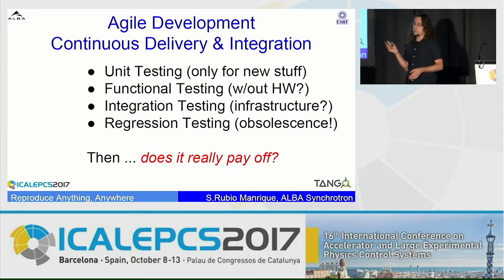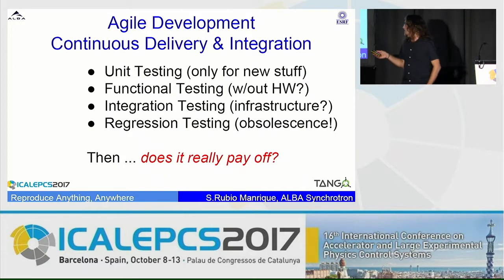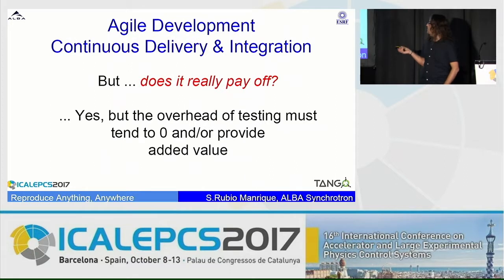And finally, regression testing. For many of our technologies, it's not a matter of regression. It's simply that the old technology is not available anymore. It's obsolete. It's not possible to update or to test or compare with the new one because they are different paradigms. So, well, my question is, does it really pay off?